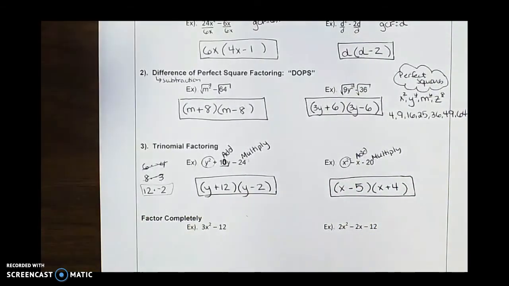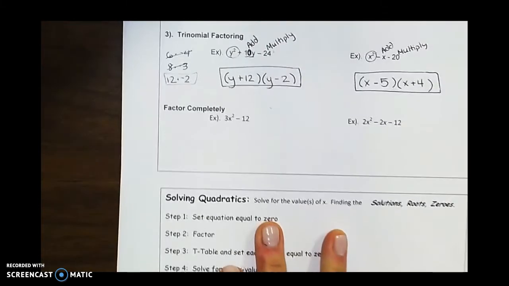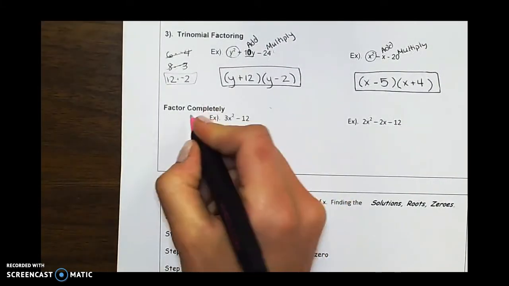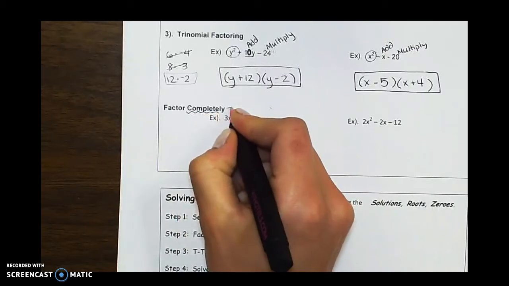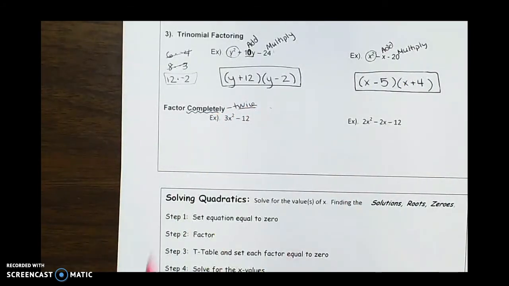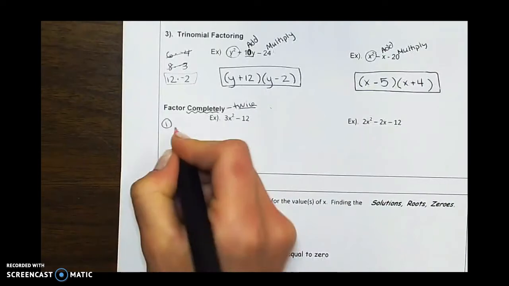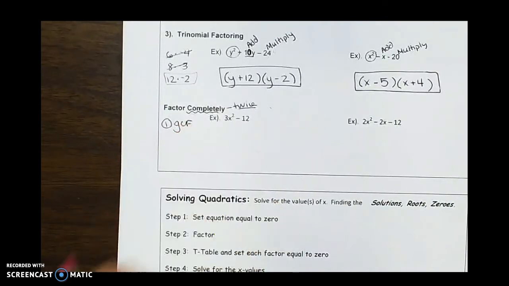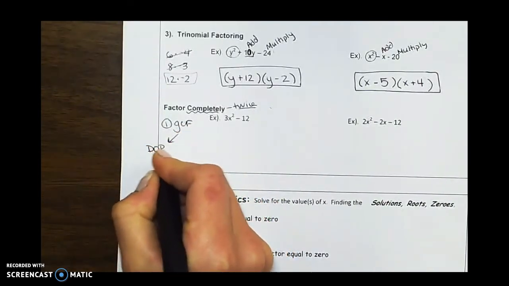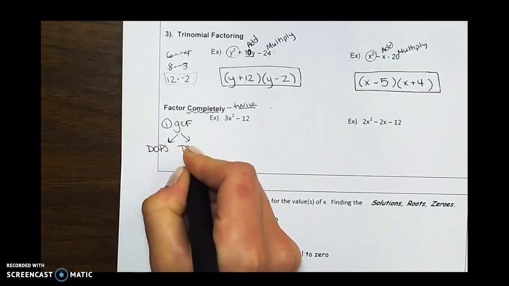Okay, now we also have one more. It's not a new way of factoring, but it's a different directive. If you hear the word factor completely, it means you're going to factor twice. Now when you factor twice, the first way you're always going to factor is GCF. After GCF, then you're going to use the dots, or you're going to use the trinomial.